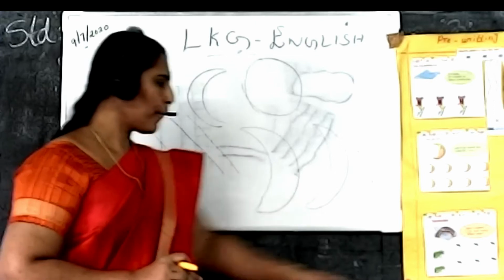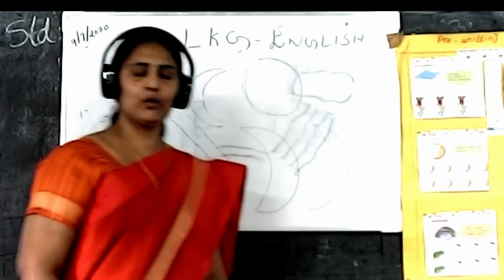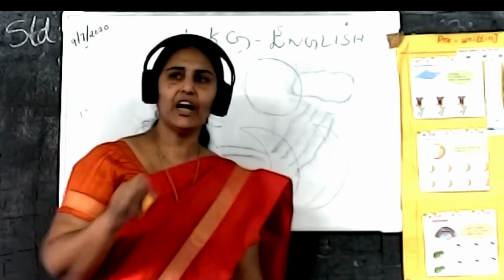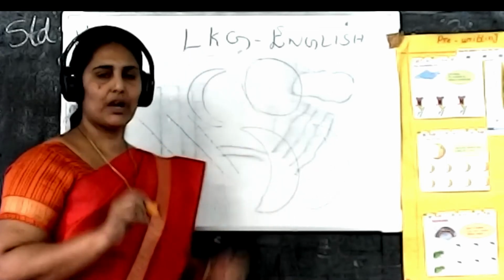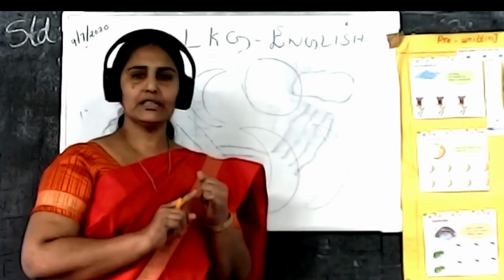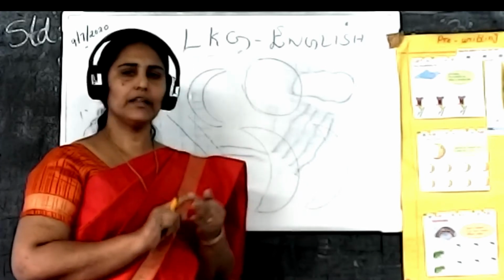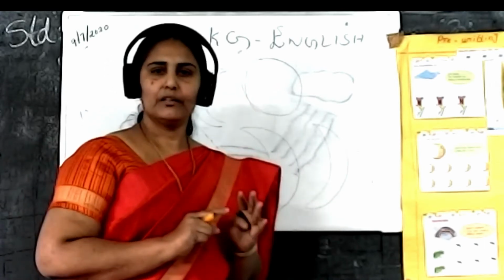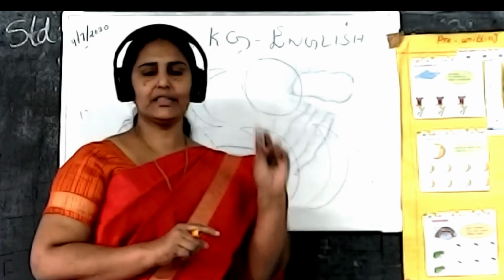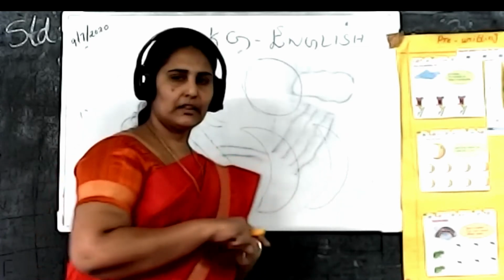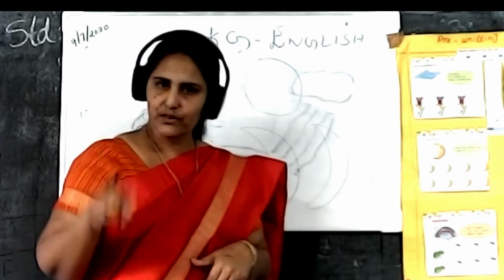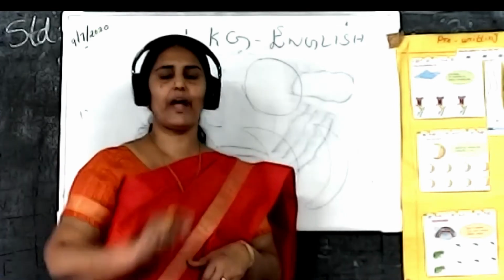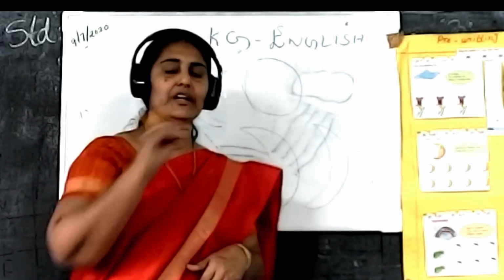Next one is a downward curve. Do you see the rainbow? A rainbow has seven curves in different colors. What are the colors of a rainbow? One is red, orange, yellow, green, blue, indigo, violet. These are the seven colors. A rainbow has seven curves. 1, 2, 3, 4, 5, 6, 7 curves. And each curve is a different color.